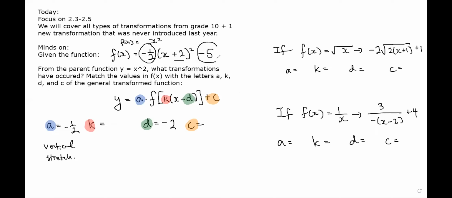Asking what letter would the -5 correspond with? Oh, C. Yeah, the C. The C value is -5. We don't have to change the sign or anything. So then what the heck is K? Anna, what do you think?